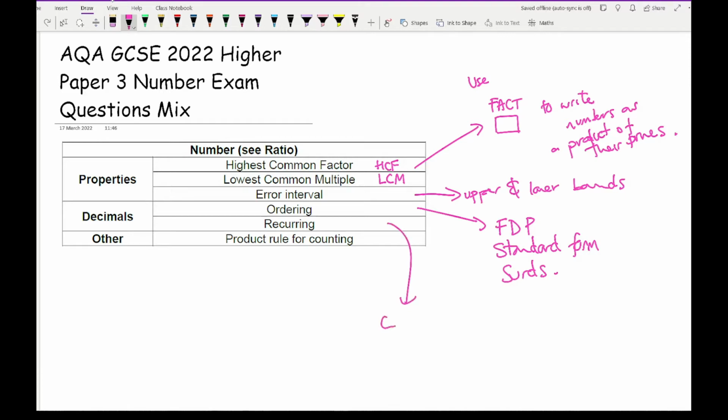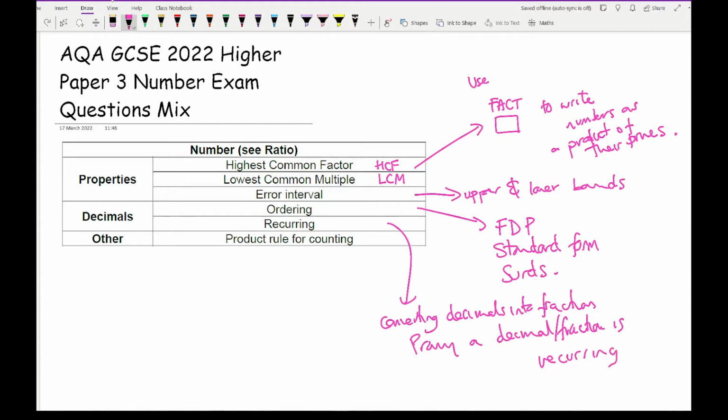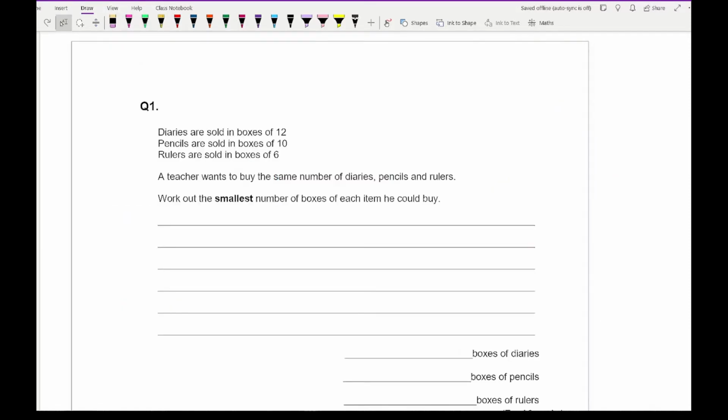Reoccurring is converting decimals into fractions, but also proving that a decimal or fraction is reoccurring. So you want to be able to know how to do that. And the product rule for counting, well, that involves lists and outcomes. So finding the maximum number of possibilities of events from a combination of things. And I would say that pretty much covers all of these 6 topics. So let's get straight into some example questions.